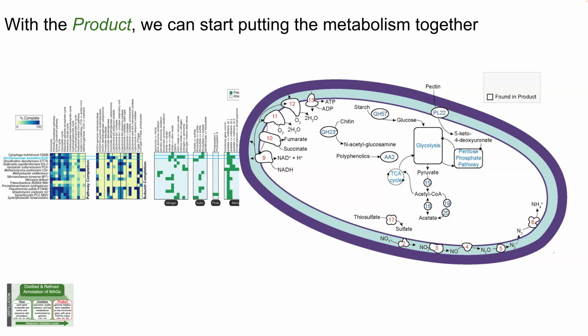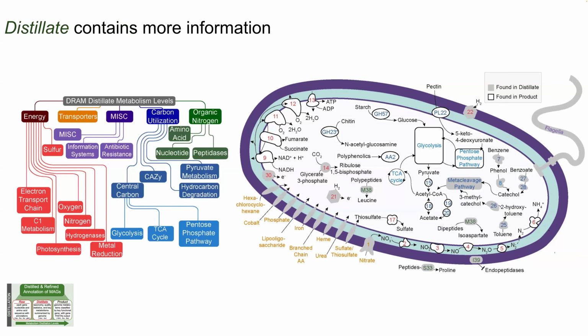But if you look at the distillate, again, that is the Excel spreadsheet that underlies the product. There is a lot more in the distillate than is represented in the product. The distillate will tell you what actual subunits of the electron transport chain your genome encodes, and it will tell you which genes of glycolysis your organism encodes, but it will also tell you different transporters, antibiotic resistance genes. It has CRISPR-Cas in there. It has a lot more underlying that.